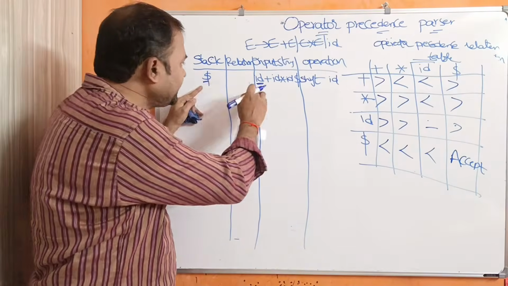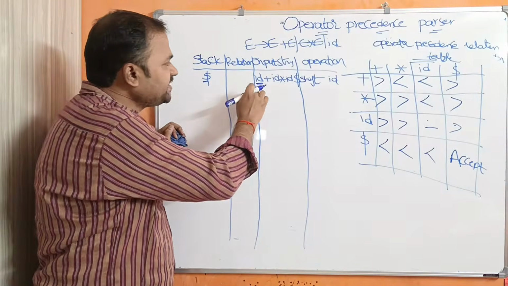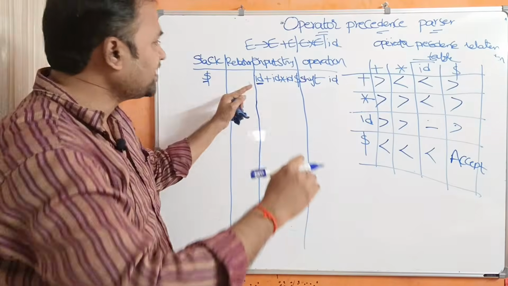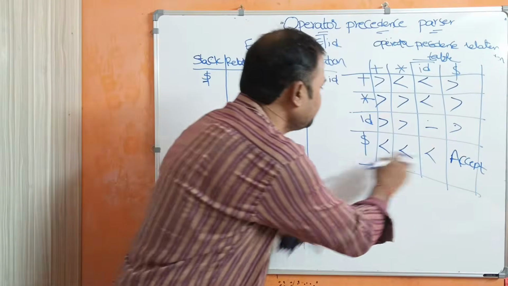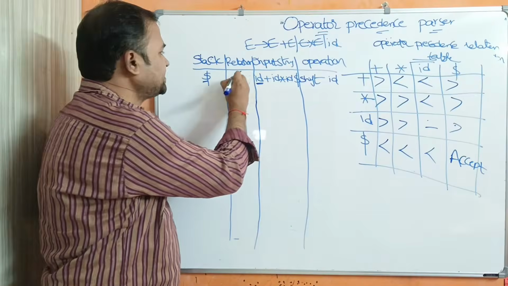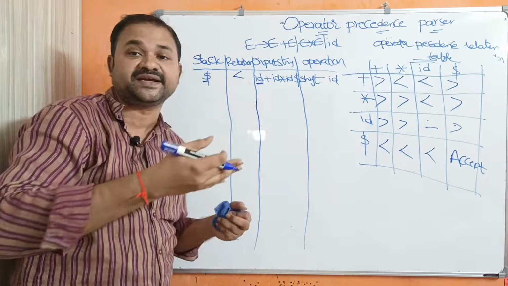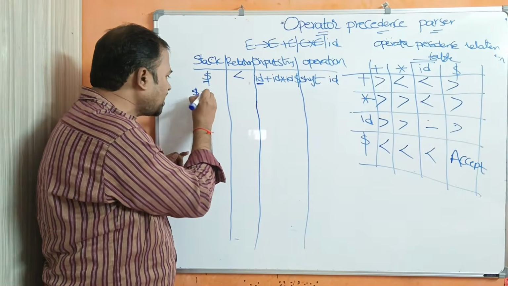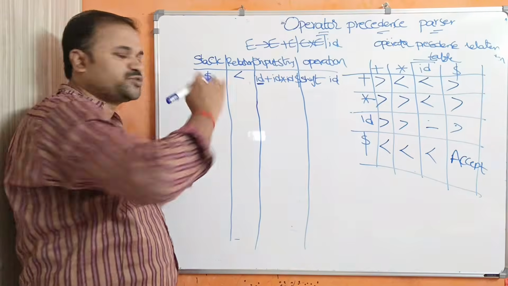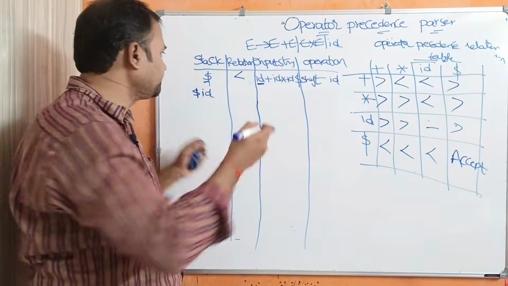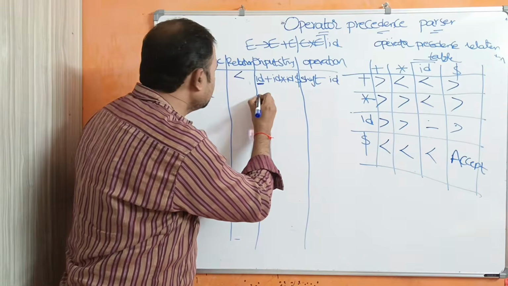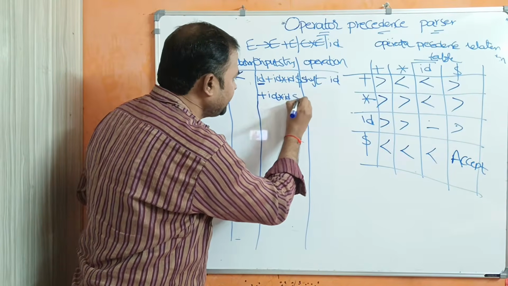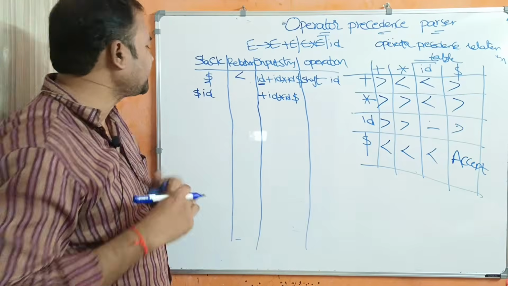Okay. So what we have to do now? Here dollar ID, stack topmost symbol is dollar, whereas input symbol is ID. So dollar ID means compare dollar with ID. So dollar with ID means this column, less than. So that means ID has higher priority. So we need to shift ID now. So now the content of the stack will become dollar ID. So we are pushing this ID into the stack. Shifting means push. Okay. Now this ID is over. So what is the remaining input string? Plus ID star ID dollar.